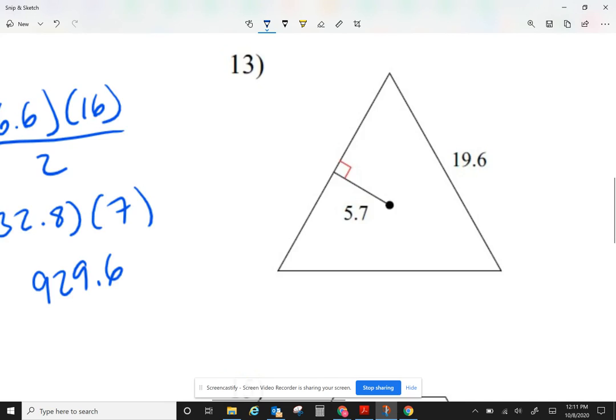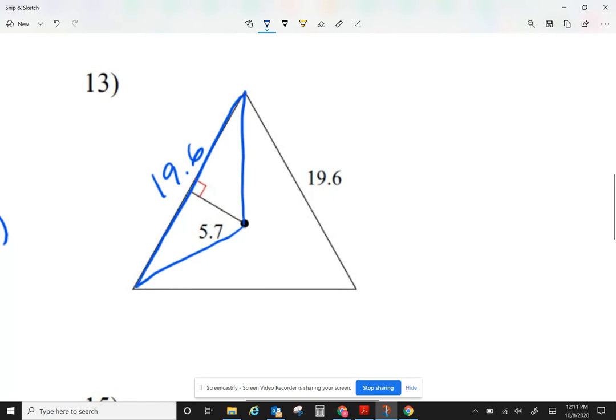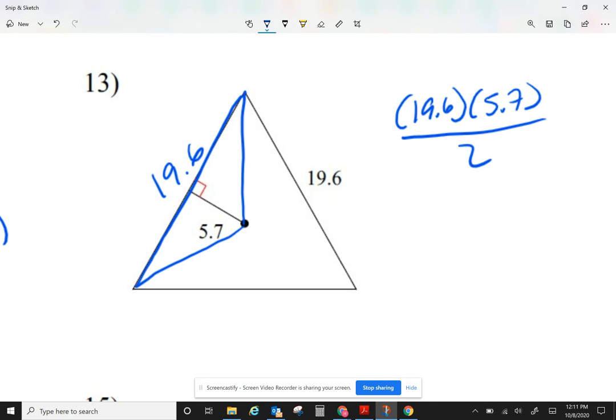All right, let's take a look at question number 13 now. I'm going to focus on one little triangle. I know the measurement on the outside is 19.6. So the way I'm going to find the area of that little triangle, I'm just going to go 19.6 times 5.7, and my result, I'm going to divide by 2. So 19.6 times 5.7, I press equal, and then divide it by 2, and I get 55.86. That is just the area of that triangle.